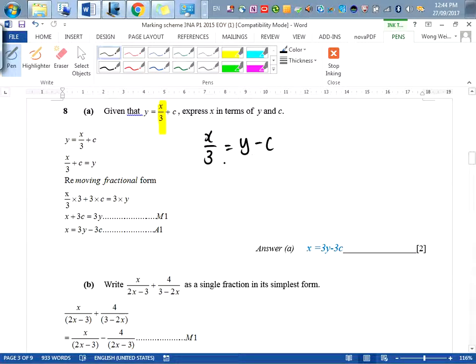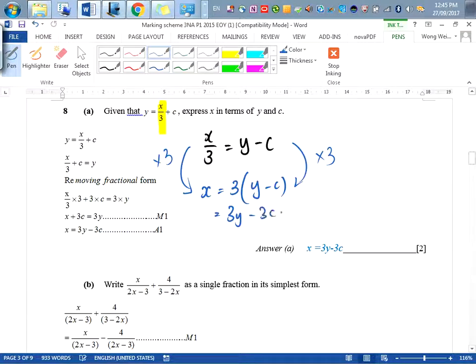Then after that, how do we get rid of the 3? Look at my working. x over 3 is equal to y minus c, right? So now I want to get rid of this 3. How do I do that? Multiply by 3 everywhere. My answer will be x equals 3 times the entire thing on the right hand side. Then I expand: 3y minus 3c. And that is my value of x.